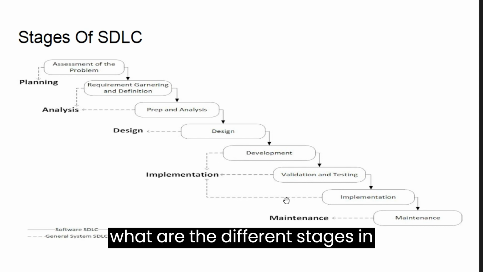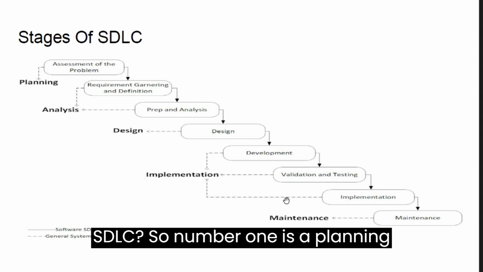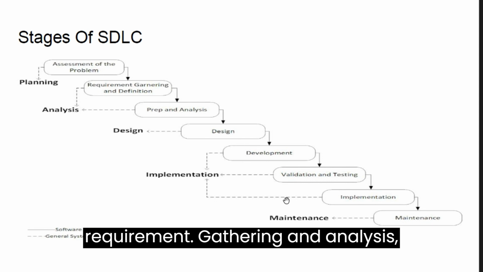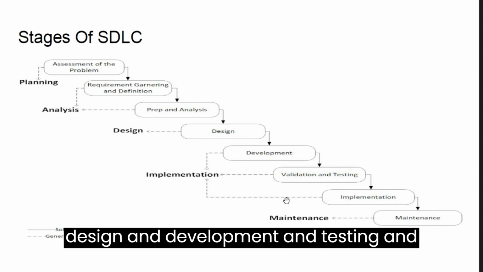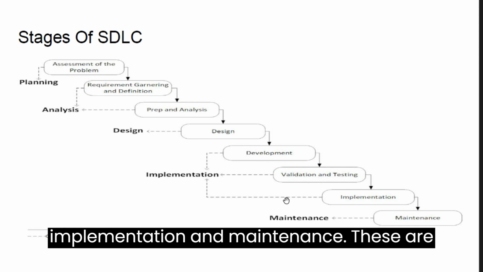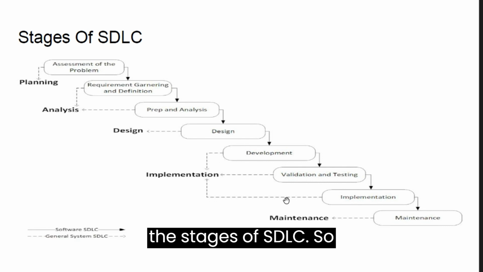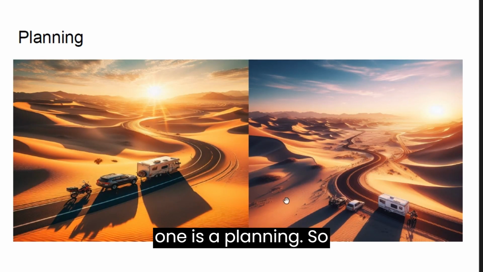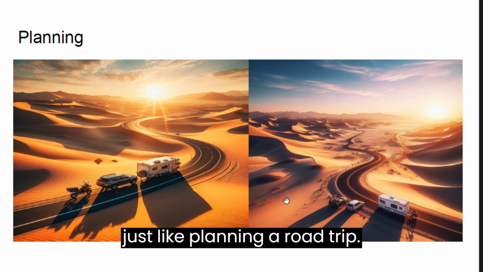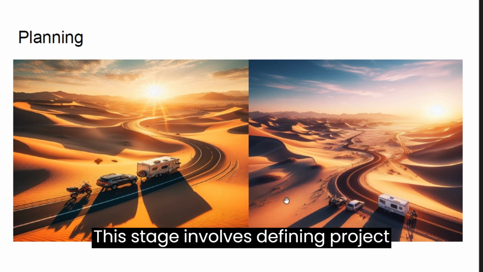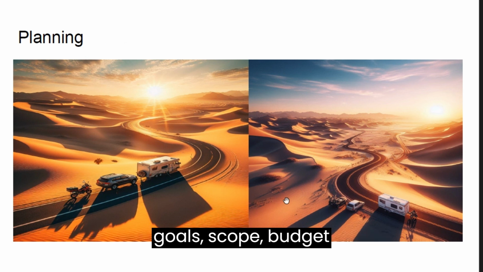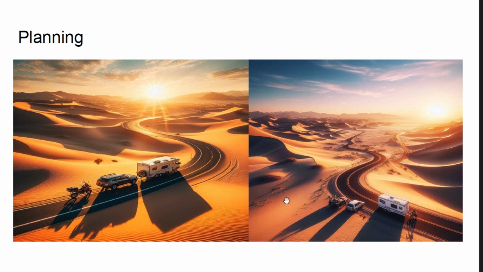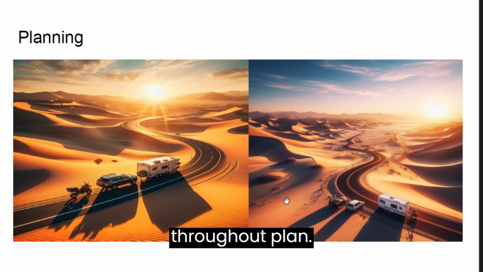So what are the different stages in SDLC? Number one is planning, then requirement gathering and analysis, design, development, testing, implementation, and maintenance. These are the stages of SDLC. Let's see them one by one. The first one is planning. Just like planning a road trip, this stage involves defining project goals, scope, budget and resources. Let's plan a road trip to illustrate the importance of a well thought out plan.